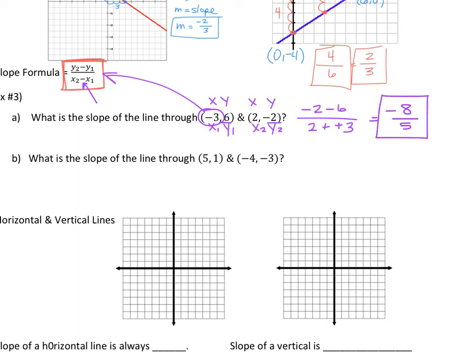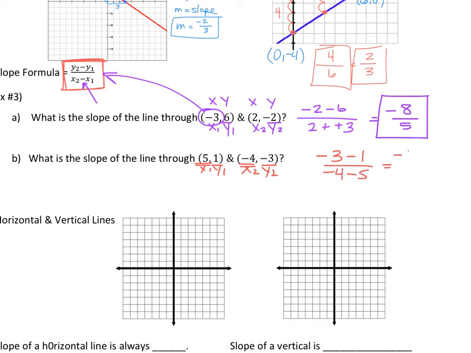Okay? All right, let's do the second one. Actually, you try that one. Try it on your own first, and then we'll do it together. Okay, so here's what it should be, right? If you make this x1, y1, and this x2, y2, when we do y2 minus y1, it's -3 minus 1. When we do x2 minus x1, it's -4 minus 5.